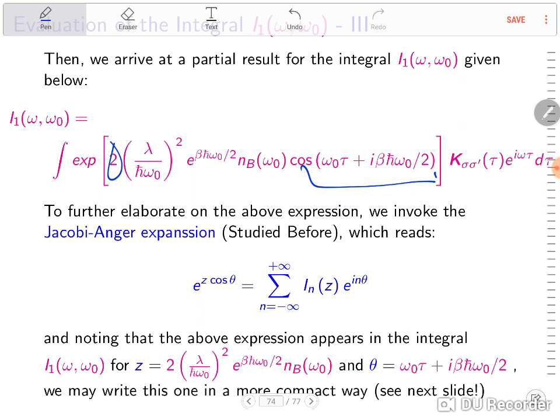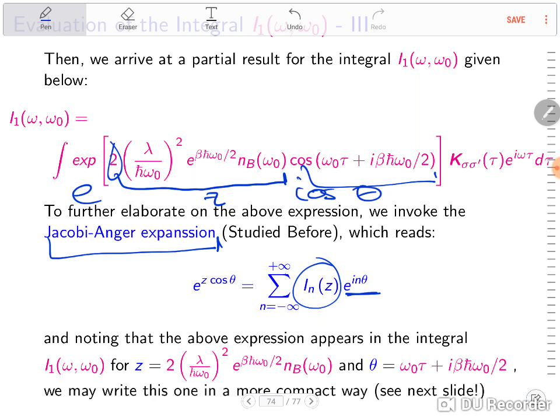Here's the 2, here's the cosine, and then here's just some expansion that we have studied before in the channel. So just in the channel, just look for the Jacobi-Anger expansion that says that e to the z cosine theta is the summation from minus infinity to plus infinity of some polynomial in of z, that's the complex Bessel polynomial, times e to the i n theta. So then we say that noting that the above expression appears in the integral. Of course, it does appear in the integral. So what we're going to do is the following. So just see that we have e here. This is exponential. We have some term here that will be z. And then we have here the cosine of theta. What is this equal to?